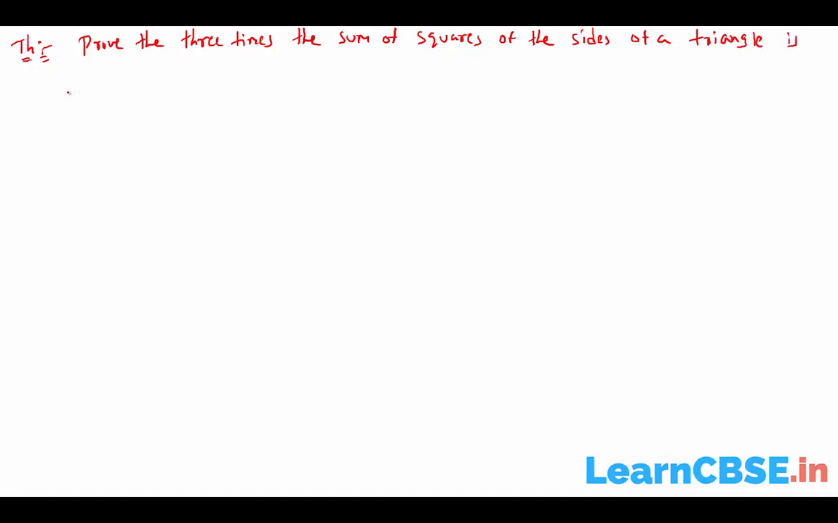And for the last theorem in this session, prove that 3 times the sum of the squares of the sides of a triangle is equal to 4 times the sum of the squares of the medians of the triangle.